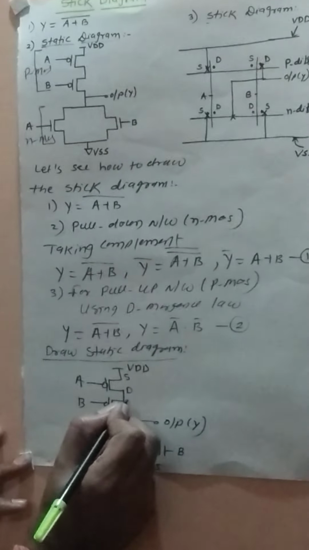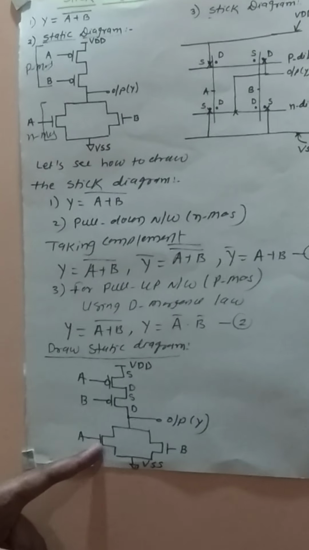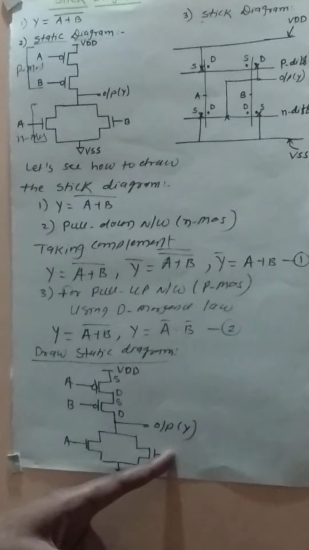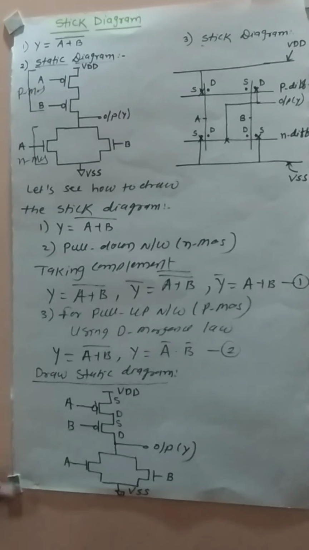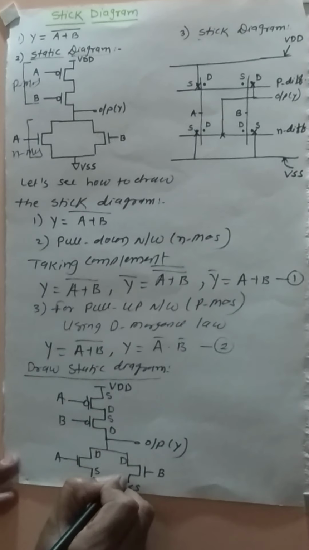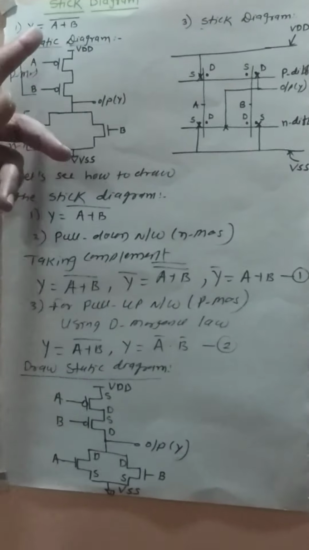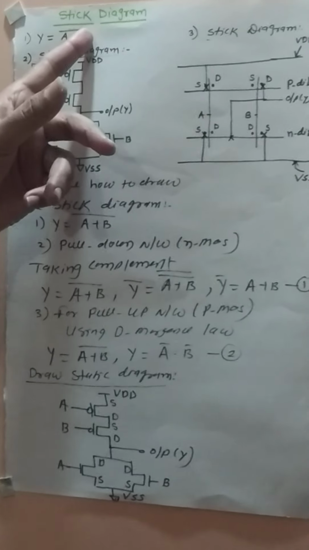This is again for PMOS, source is upper side and drain is lower side. Now in case of NMOS, A and B are the gate terminals of NMOS, and in NMOS drain is upper side and source is lower side. This is the drain and source. Okay, this is the static diagram of equation Y equals A plus B bar.